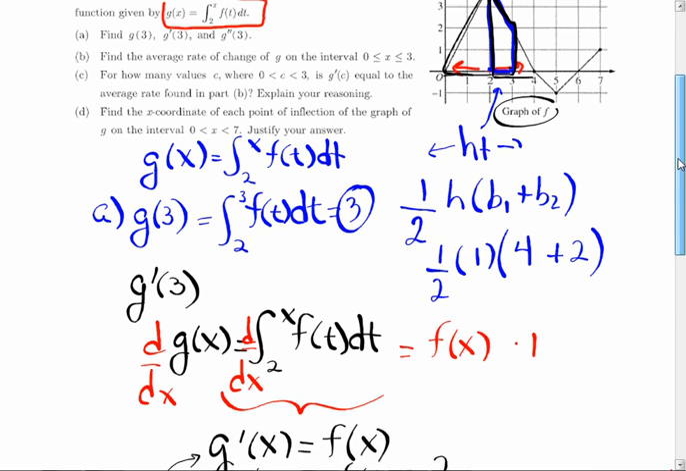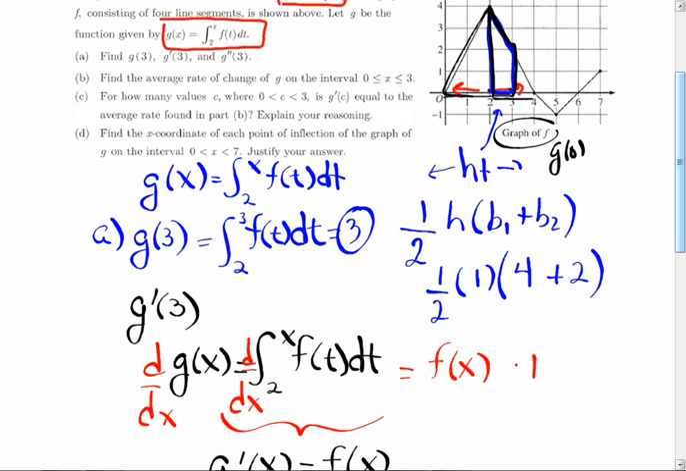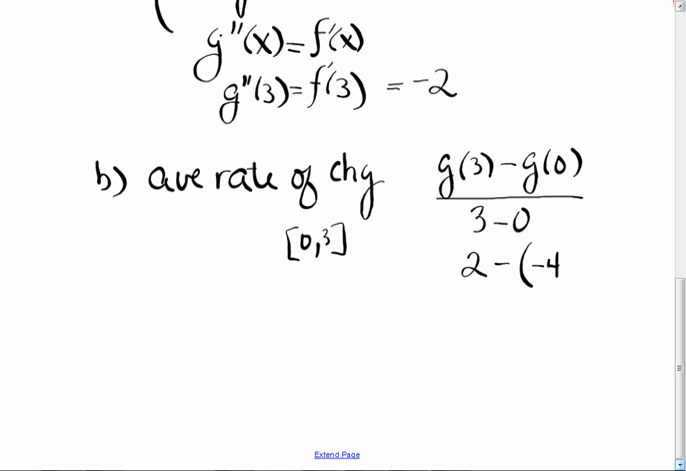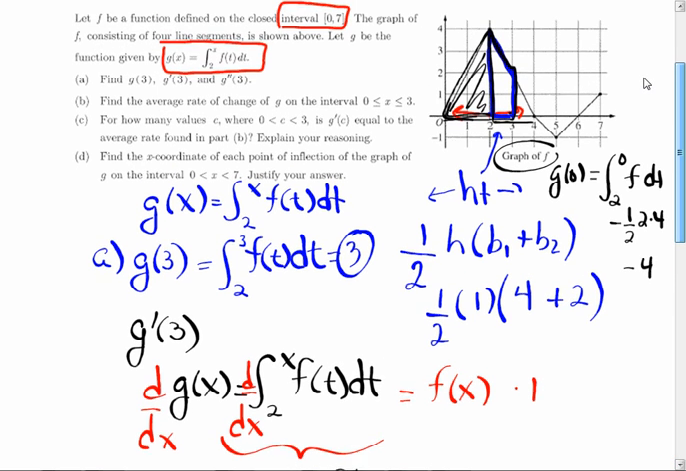Careful. G of 0 is equal to the integral from 2 to 0 of F. So G of 0 is the area from 2 to 0. It's this area. But what's wrong with it? It's negative because that's in the wrong order. And so it's 1/2. The base is 2, and the height is 4, right? So that's negative 4, all over 3. See why it's negative?